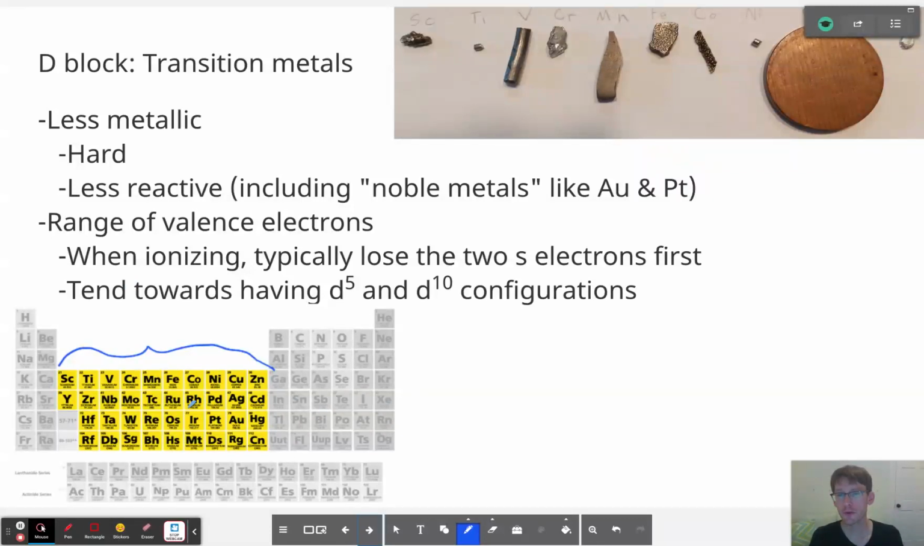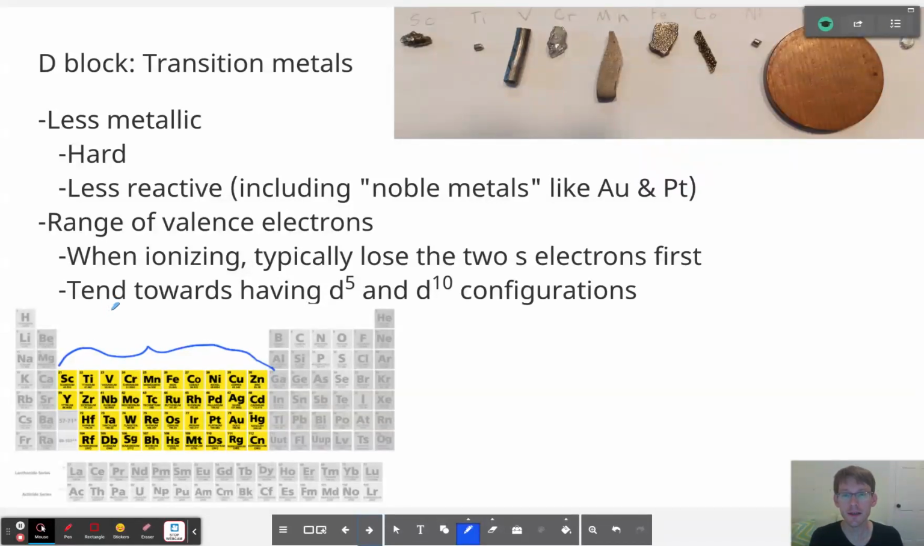Of course, being in different groups, they have a different range of electron configurations. In general, they will lose their s electrons before the d. So if you're trying to figure out what ionic electron configuration titanium has, if it forms a +2 ion, it will change from s2d2 to being just d2. The s electrons are what are lost first.